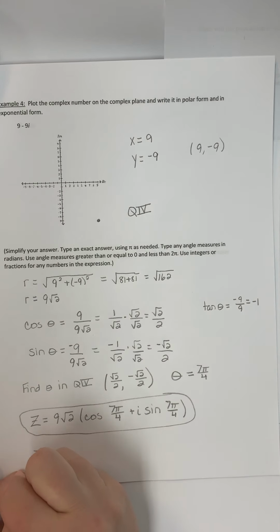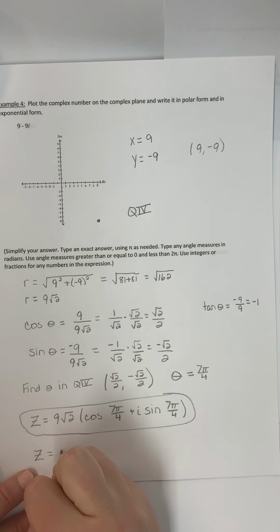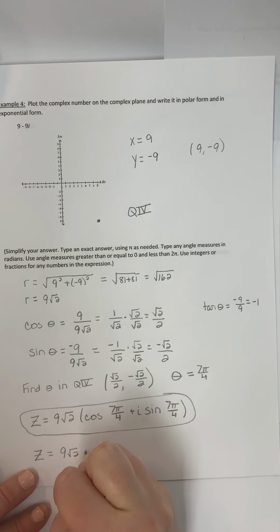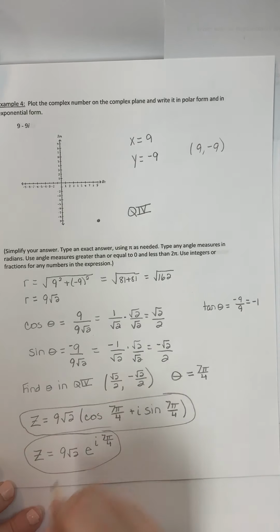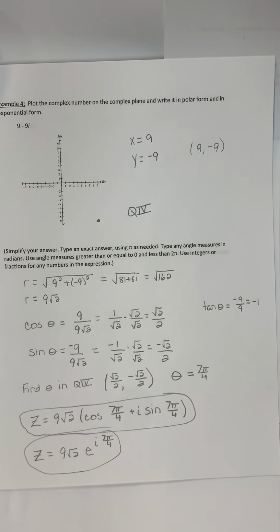Okay, our exponential form is going to be r e to the i times theta. There we go. All right, now I know you're probably tired of doing this already.